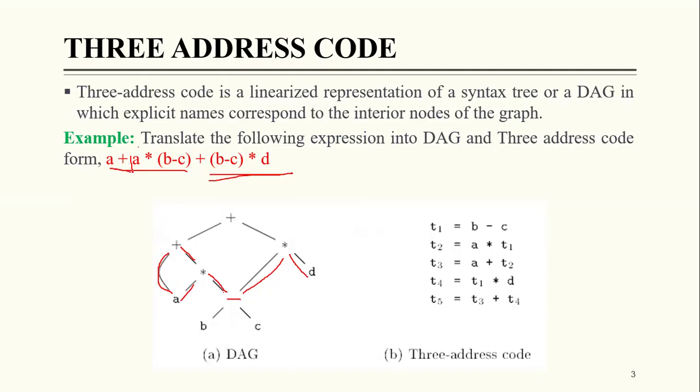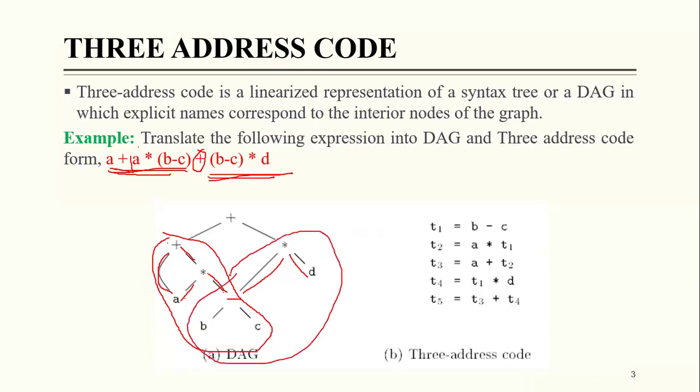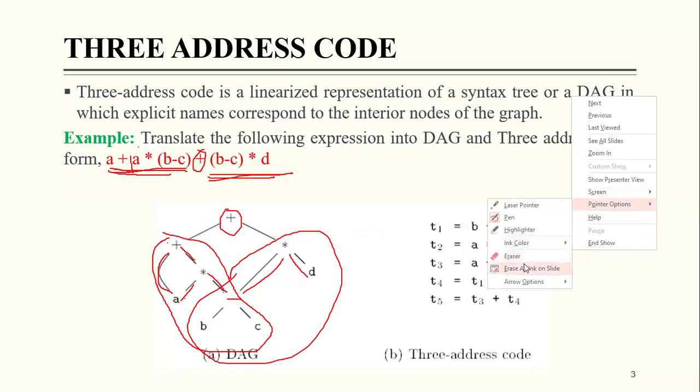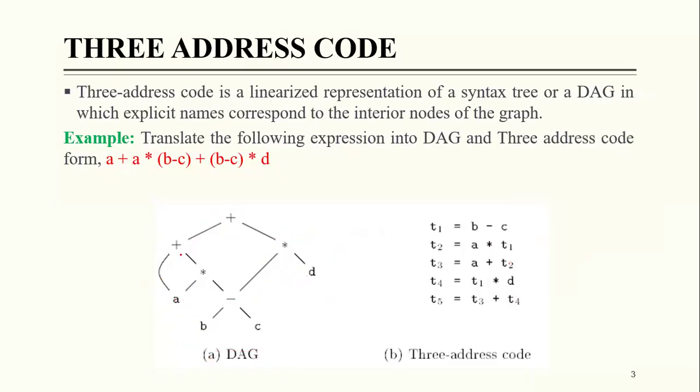So as of this, the sub expression is over, that is a plus a star b minus c, right? So this sub expression is over. This sub expression and this sub expression have to get added. So here this is one sub expression, right? And this is another sub expression, and these two get added in the main expression, right? So the DAG form is over. The main advantage of the DAG form is that it may have more than one parent, and it can share the common sub expressions.